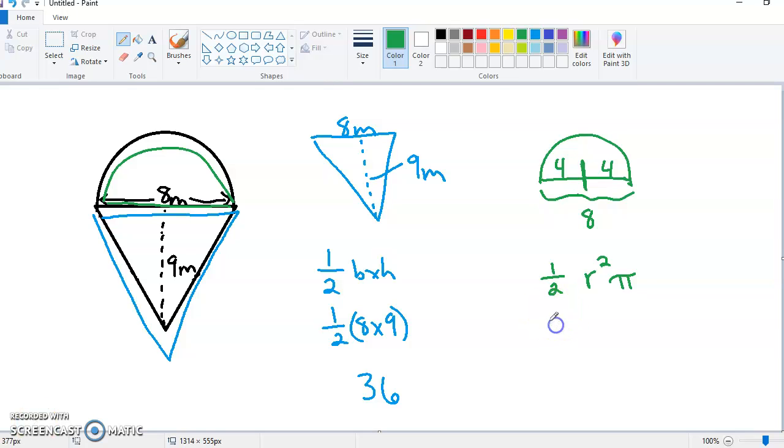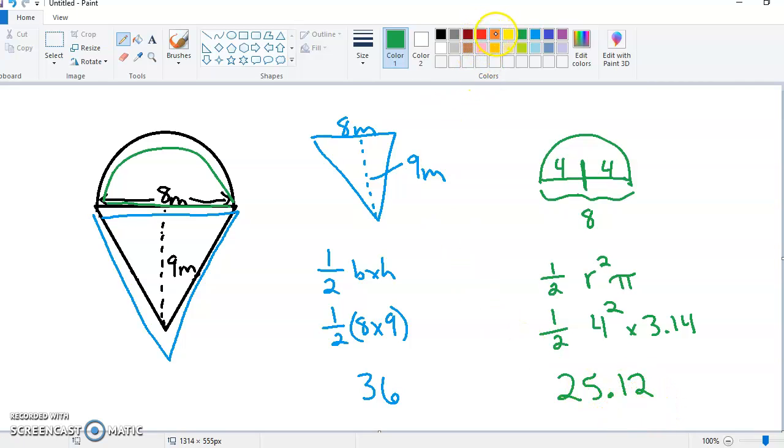So that means we're going to do half of 4 to the second power, because the radius is 4, and multiply that by 3.14. And that's going to give us 25.12, right? Because 4 to the second power is 16. Half of 16 is 8, and 8 times 3.14 is 25.12.